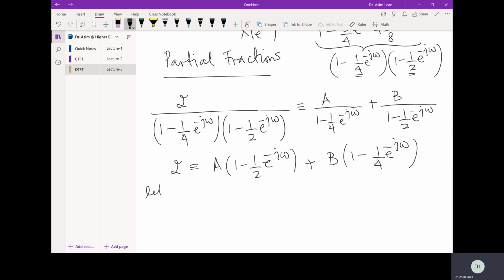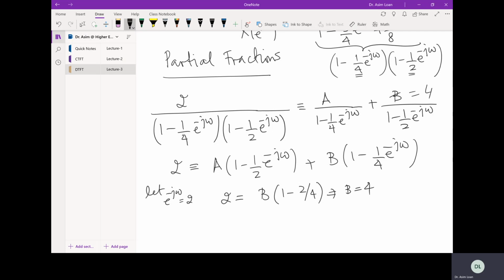So let e to the minus j omega equal 2. So 2 over 2 is 1, 1 minus 1 is 0, which is equal to b into 1 minus 2 by 4, which is 1 minus half. So this implies b is equal to 4. B is equal to 4.